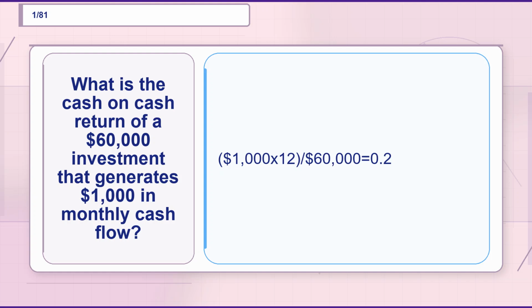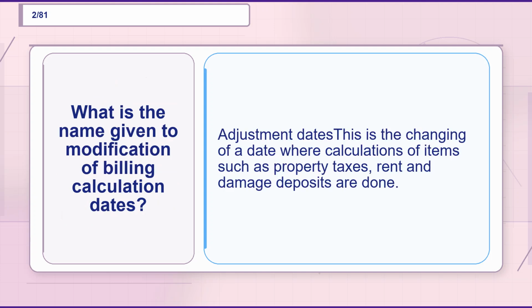Flashcard 1. Term. What is the cash-on-cash return of a $60,000 investment that generates $1,000 in monthly cash flow? Definition. $12,000/$60,000 equals 0.2.